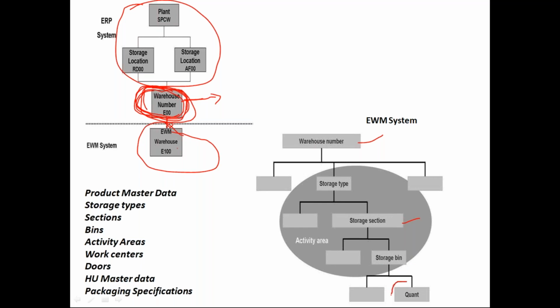A quant defines the parameters of a stock, like what the material is, how much quantity, what the stock type is, and in case we have a batch, what the batch is, the expiry date of the batch, or a serial number. If you have a serial number, what the serial number is, the country of origin. All this information you can have in a quant.